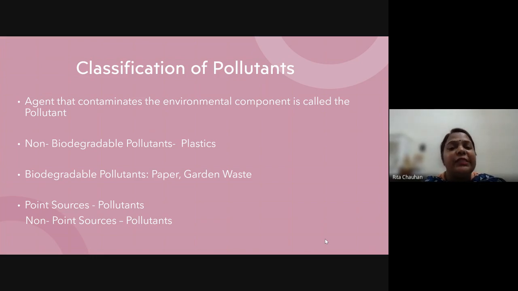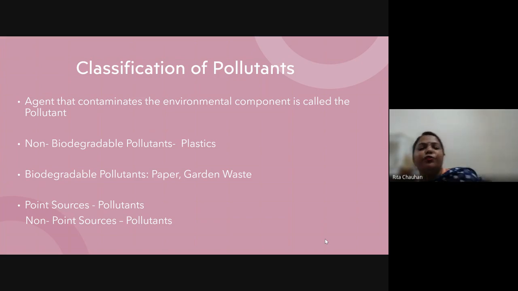Now you must have seen a lot of plastic pollution in water and in land areas. Many cattle are eating the plastics, and when the animals die and we dissect them, it is found that their intestine is full of plastics. So plastic is a very dangerous pollutant.